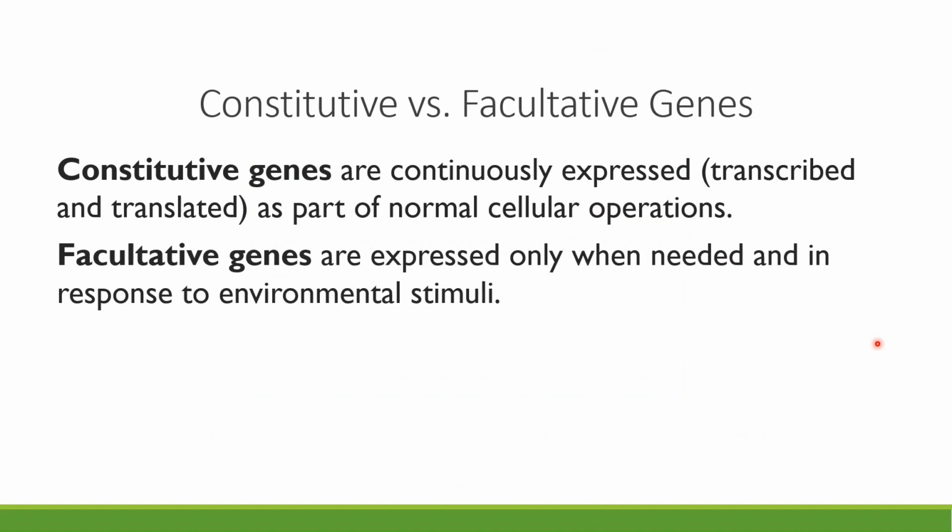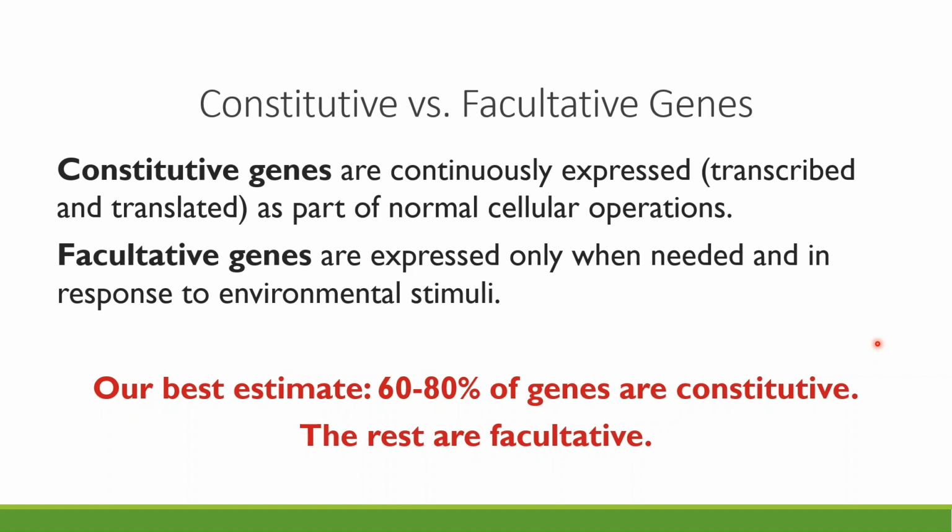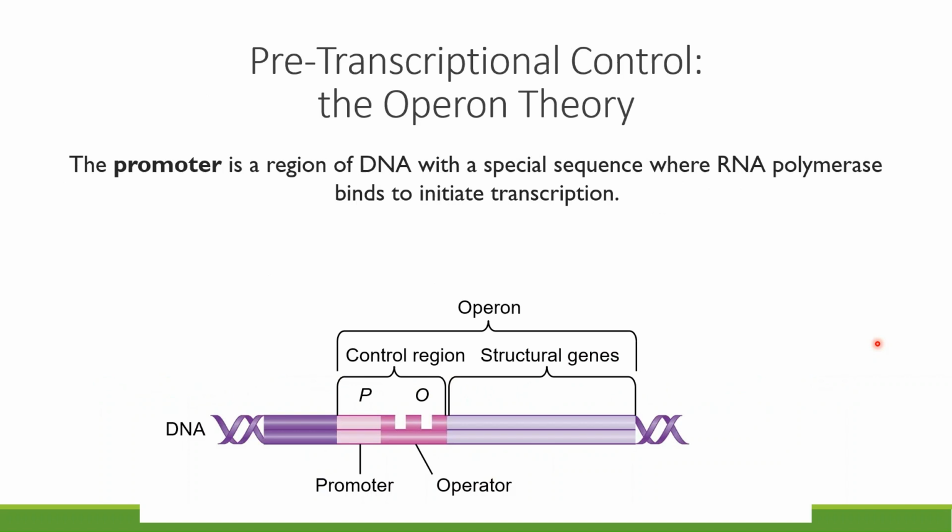Then we have facultative genes. Facultative genes are only expressed when we need to use them. And this requires certain stimuli in order to turn those genes off or to turn those genes on. And a good amount of genes are constitutive, about 60 to 80% of them, and the rest are facultative. So let's take a look at how this works.